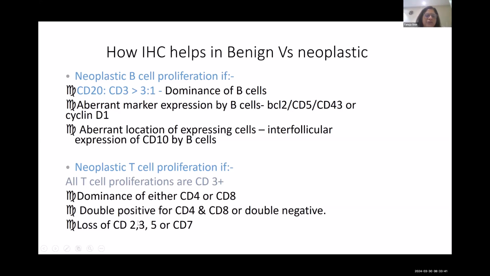We look for the loss of CD2, even CD3 and CD5 or CD7. That's also an aberrant pattern. The most common antigen to be lost is CD7.